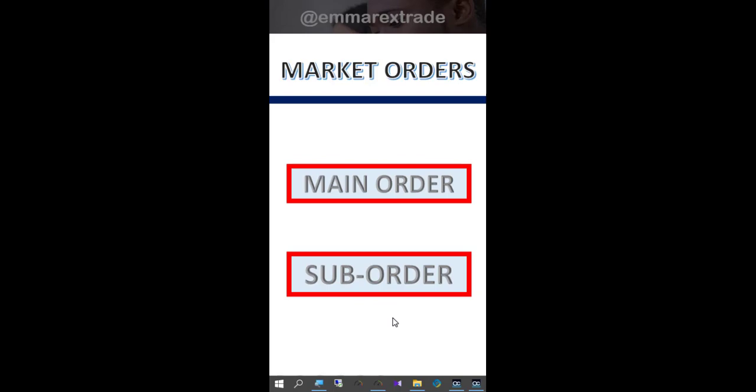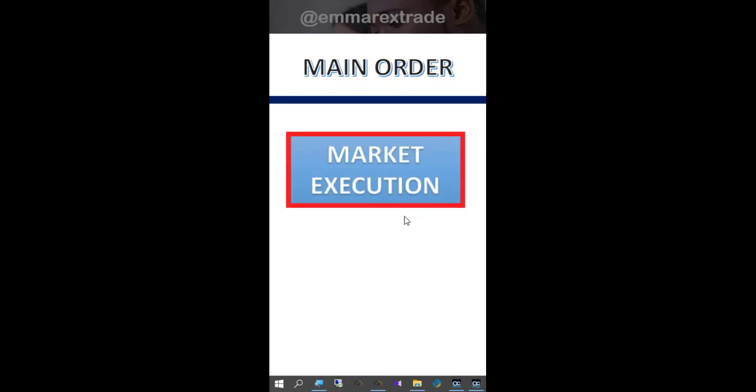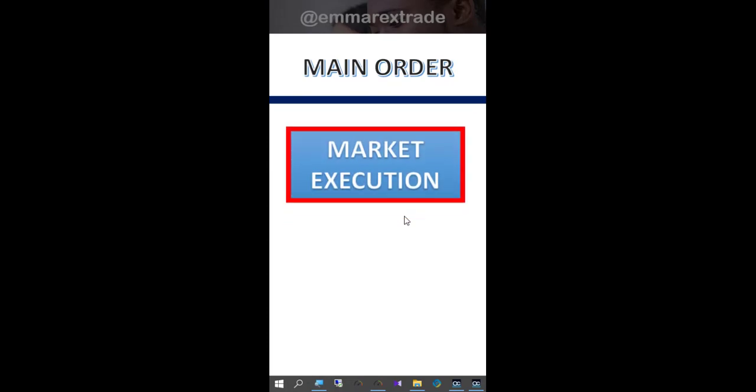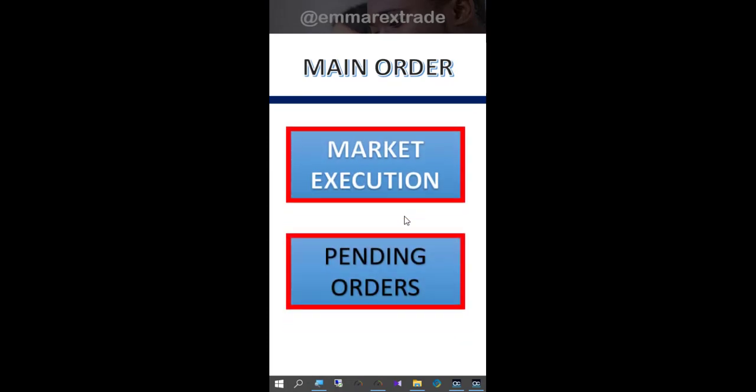Main orders are the base orders. They are the first orders to be executed in the market. Then the sub orders are orders that cannot stand on their own, so they will need a main order to stand. Examples of sub orders are the stop loss and the take profit. Now let's focus on the main order, so that we can narrow it down to our pending order. Talking about main orders, we have the market execution order, and we have the pending orders.